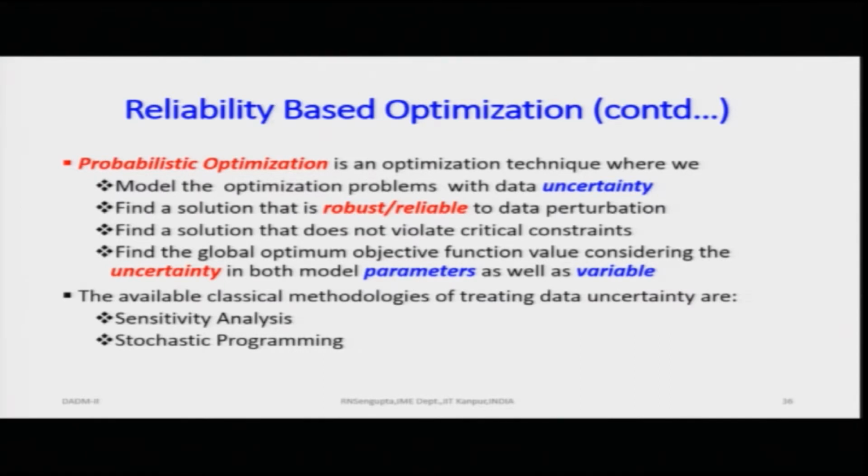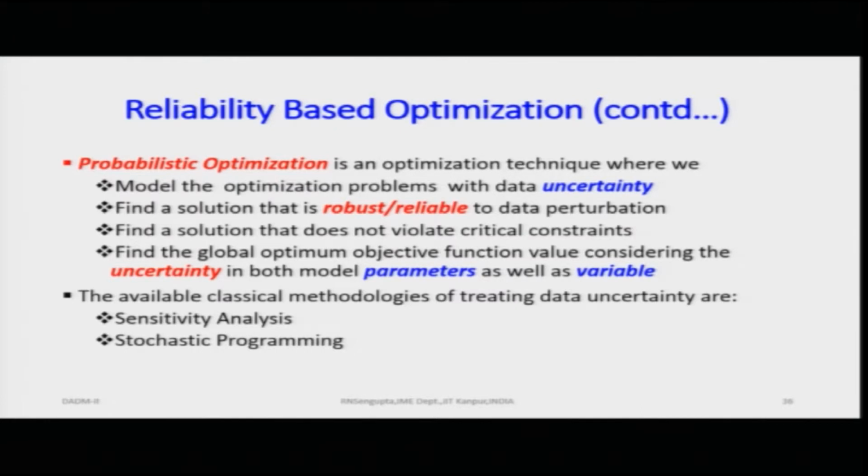We want to find a solution that does not violate the critical constraints or the set of constraints based on which we are trying to formulate the problem. So, the set of constraints was basically Gj's and Hk's based on which we are trying to optimize. We want to also find the global optimum objective function values considering the uncertainties which are already there for the parameters and the variables. The available class of methodologies for treating data uncertainty can be through sensitivity analysis and through stochastic programming, but we will consider here the very simple idea of how it can be done using the reliability based robust optimization technique.